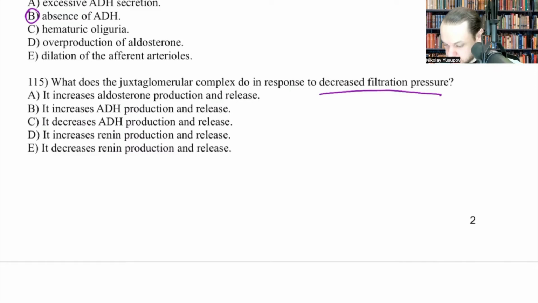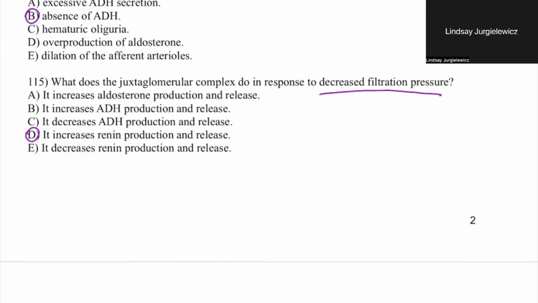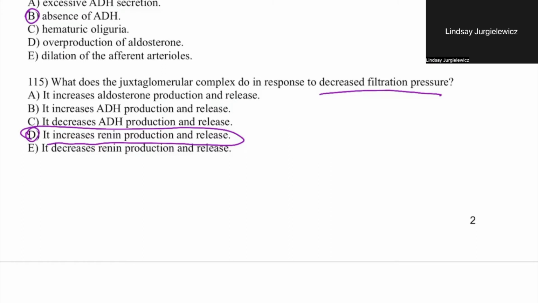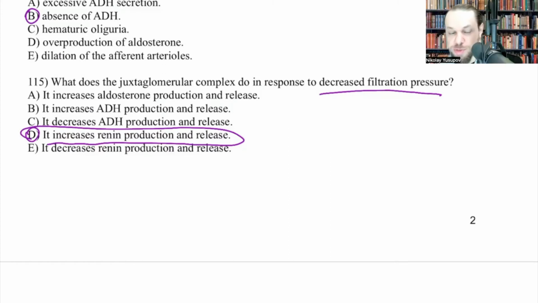You said D, right? Sorry. D, yeah. Renin. Increases renin production and release. So 115 is D. If you have decreased filtration, right? Less blood flow, less pressure, there are baroreceptors in your juxtaglomerular apparatus. They will release renin. That's only released exactly when you have low blood pressure, low flow. Otherwise, they don't do this.